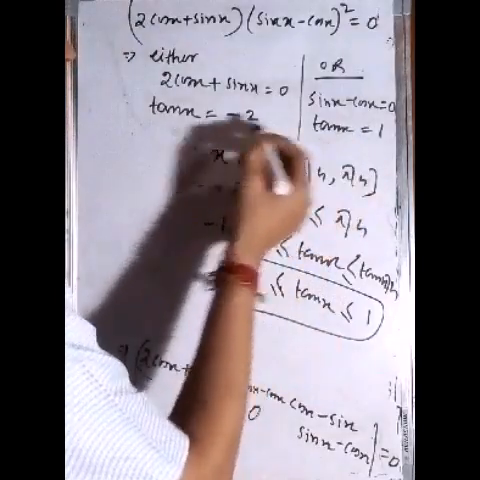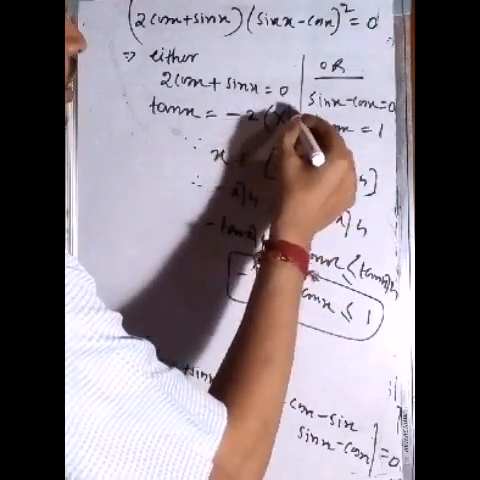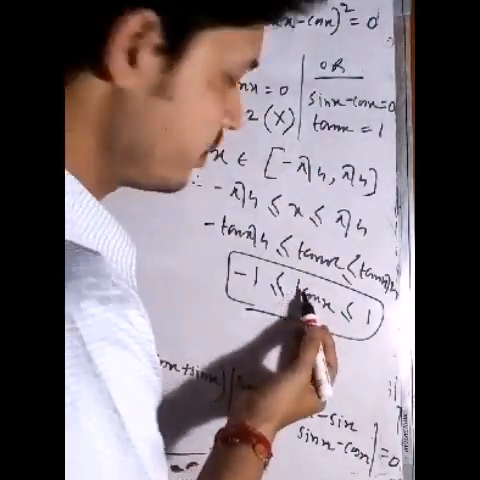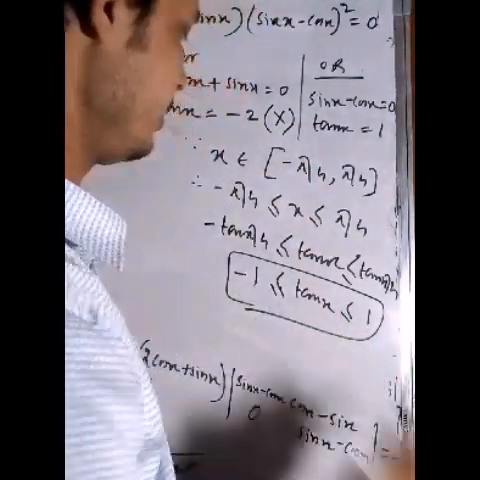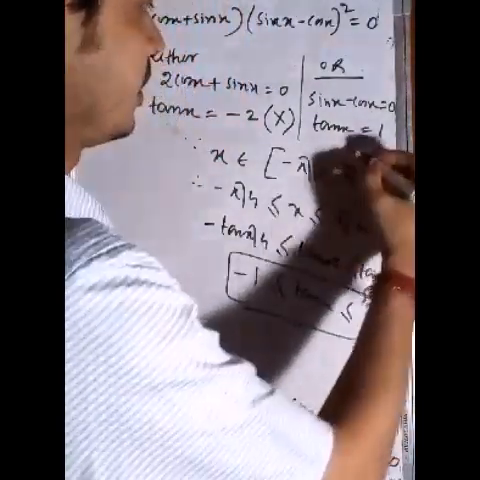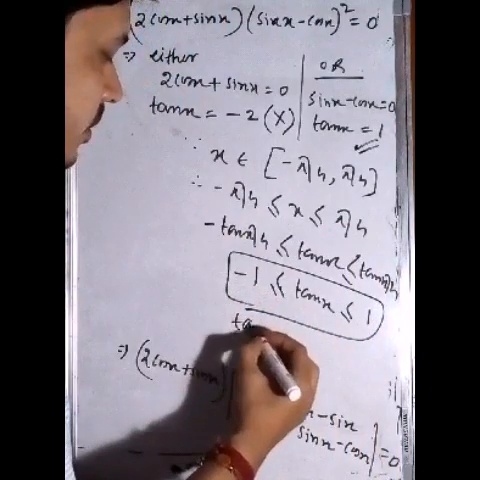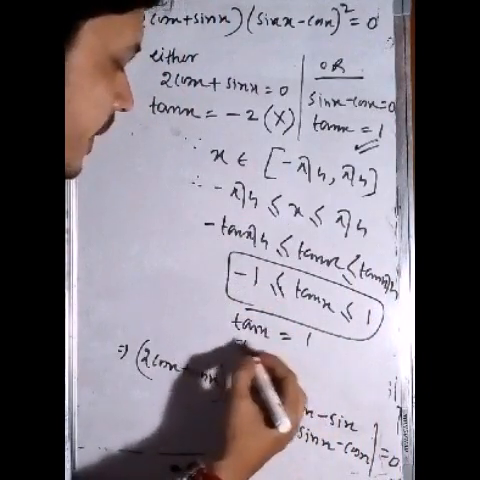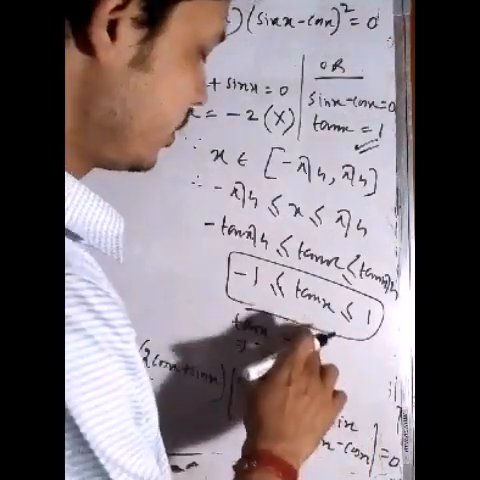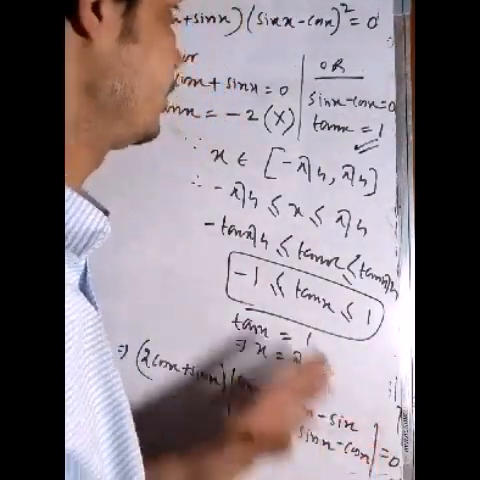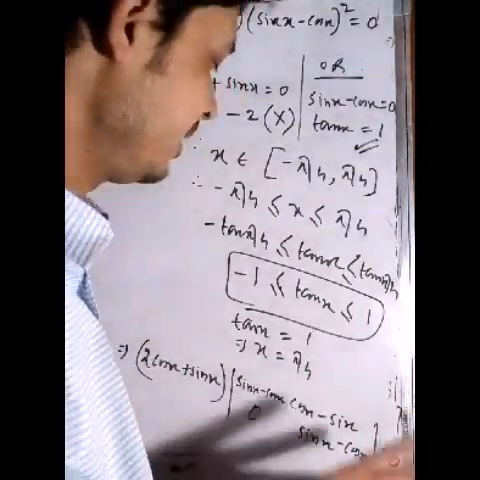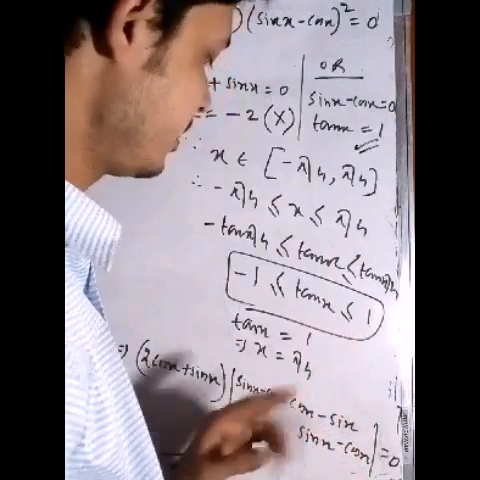Now we have the value tan x equals minus 2. So we can put a cross to it, because tan x can never be minus 2 in this interval, because the range of tan x is minus 1 to plus 1. So tan x can be equal to minus 1 or greater than minus 1 and less than or equal to 1. So this value is acceptable: tan x equals 1, which means x equals pi by 4. Because tan x equals 1 gives infinite solutions, but we have to get the solution in the range of minus pi by 4 to plus pi by 4 only. In that interval, tan x gives only one value, that is pi by 4.